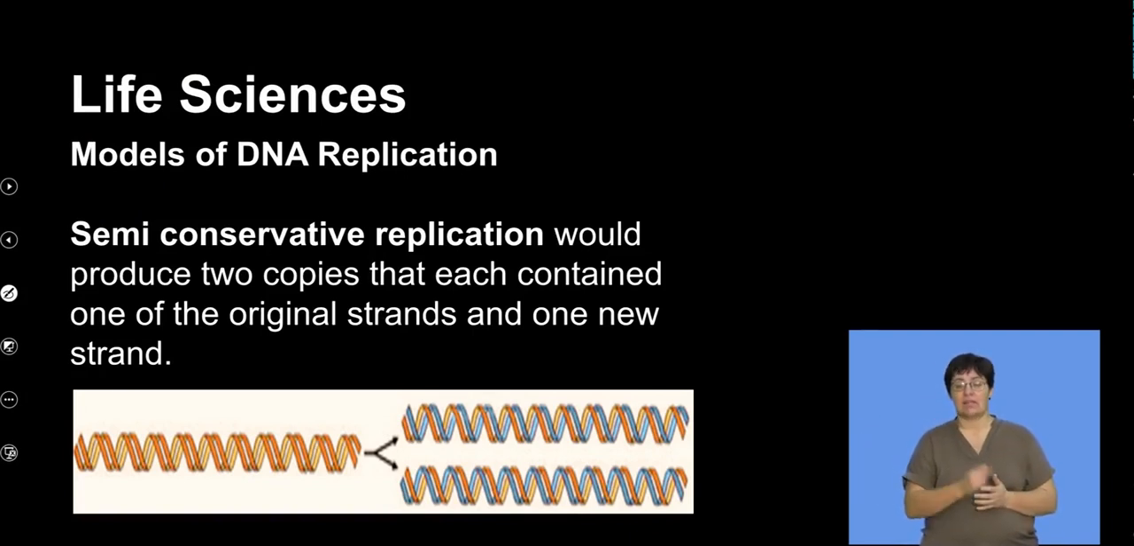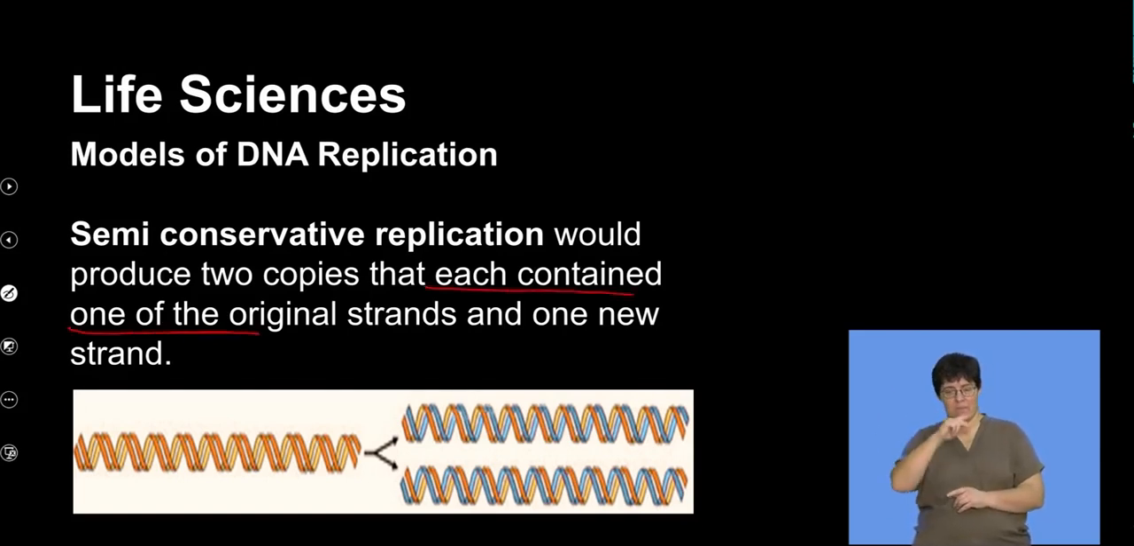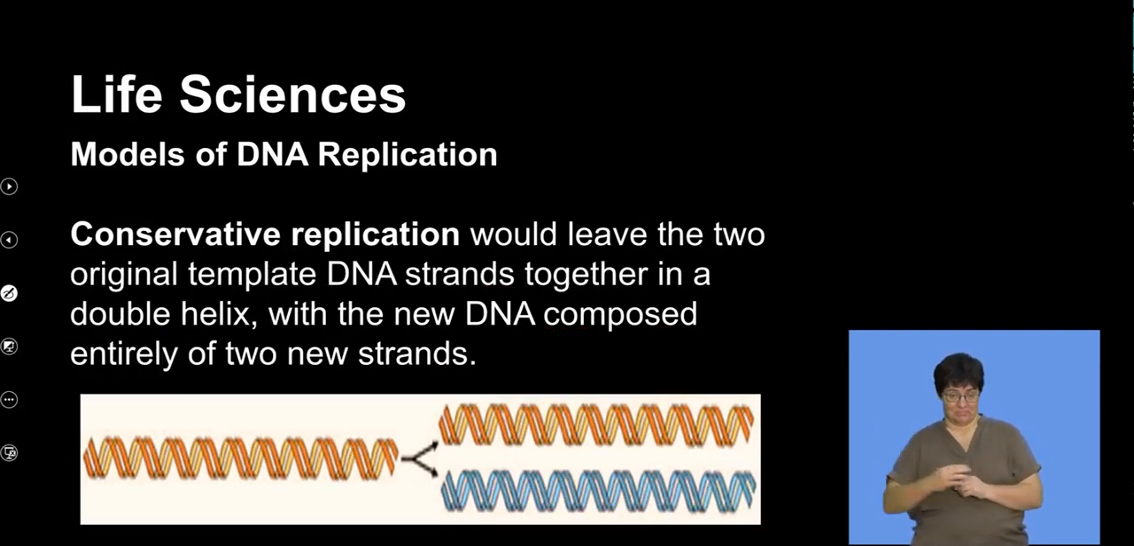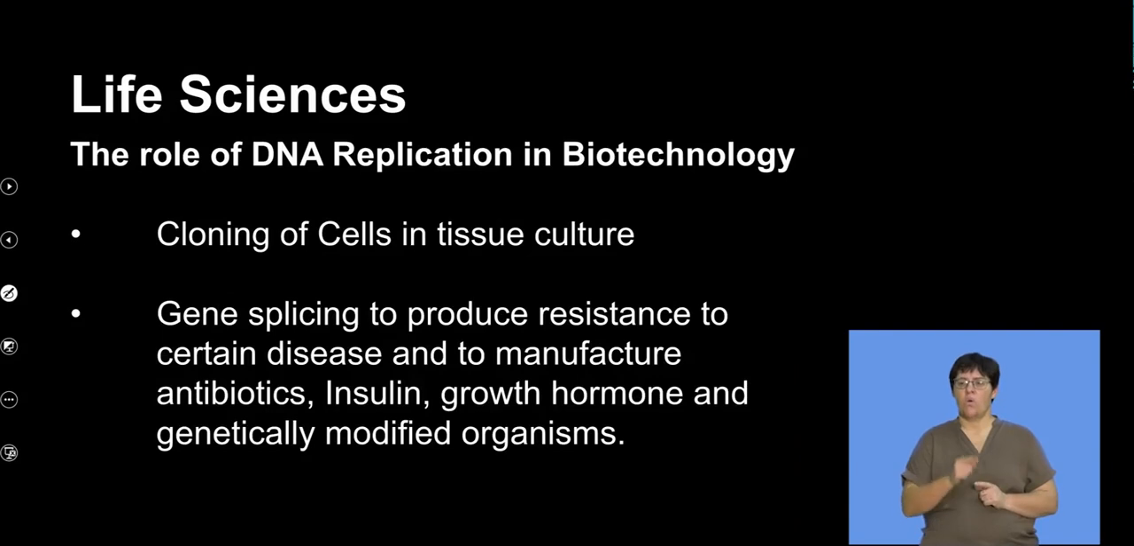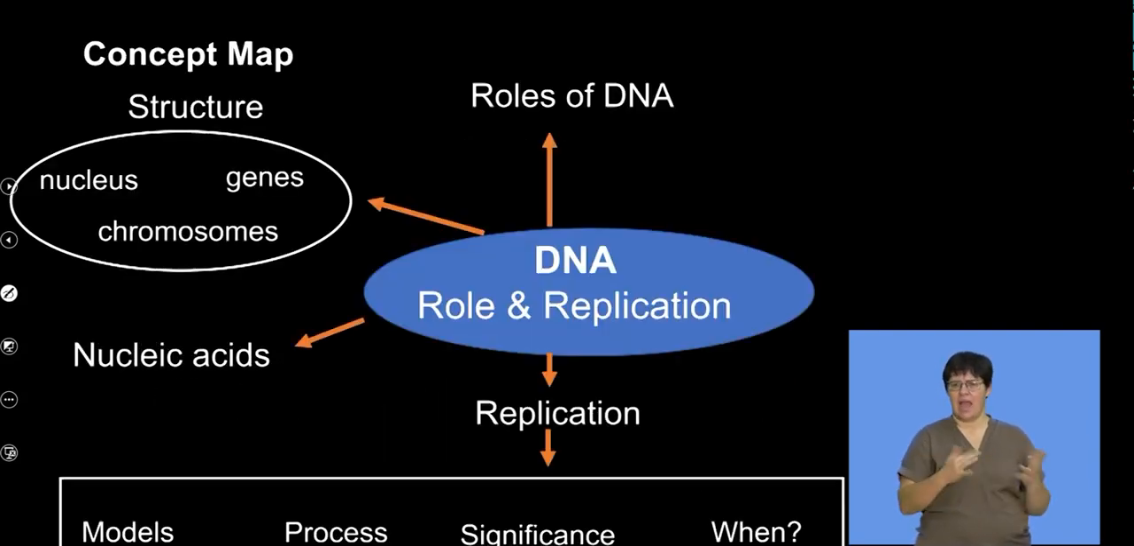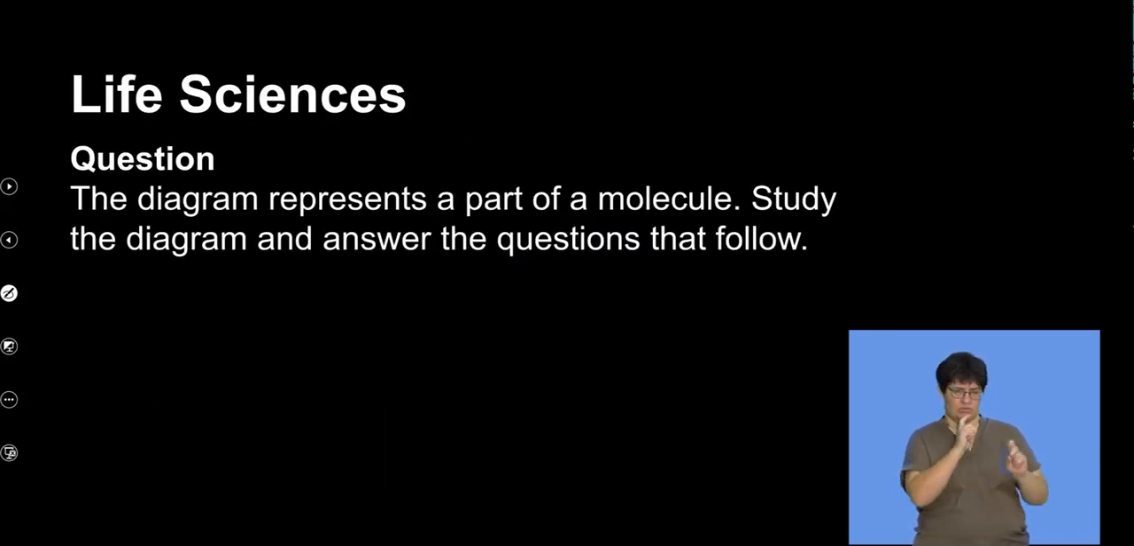So we refer to that as the semi-conservative model, which produces new strands, each containing one of the original strand and one new strand. And so we're going to move on to trying to apply our understanding of this in terms of some questions. So let's get straight into these questions.